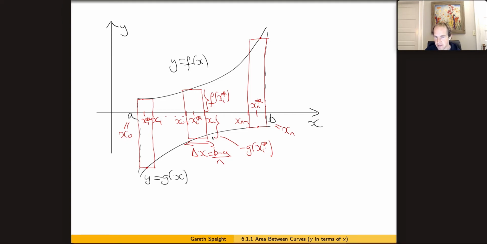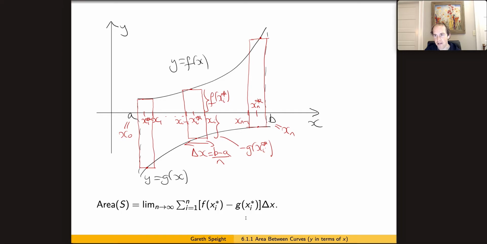So if the curves are in this position, we have a rectangle. This piece is f of x i star in height. This piece is minus g of x i star in height because g was assumed to be negative. So we should add up the areas of these rectangles and take a limit. So here is the area of the rectangle. The height is f plus minus g, so f minus g. And then the width is delta x.